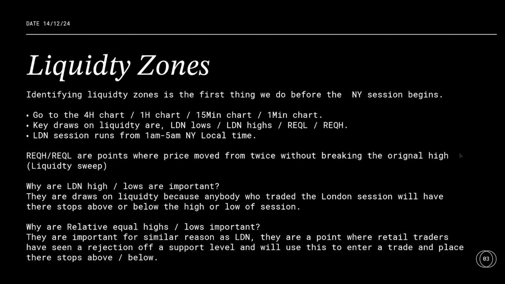So this is the information on liquidity zones that I've quickly written up for you. Identifying liquidity zones is the first thing we do before any New York session begins. We like to go to the 4 hour, the 1 hour, the 15 minute and the 1 minute chart, and these are the key areas that we like to mark out. The key draws on liquidity are the London lows, the London highs, relative equal lows and relative equal highs. These are the key points that we like to target, and I'll show you how to mark out all of that in a second.